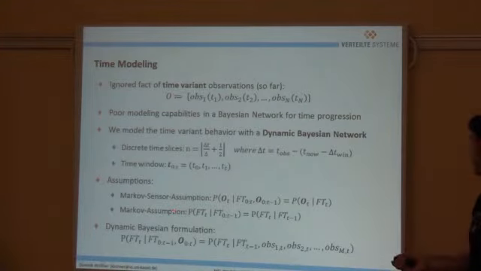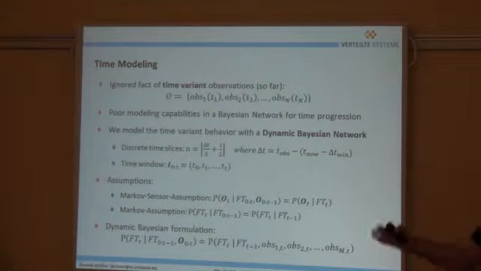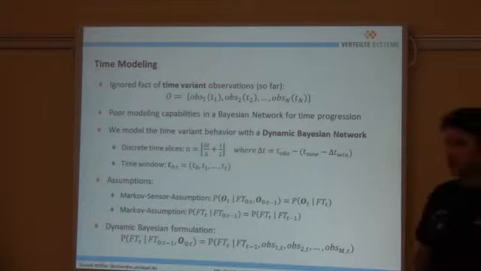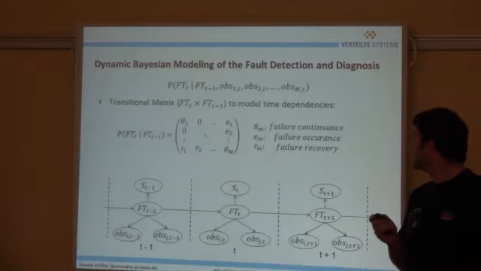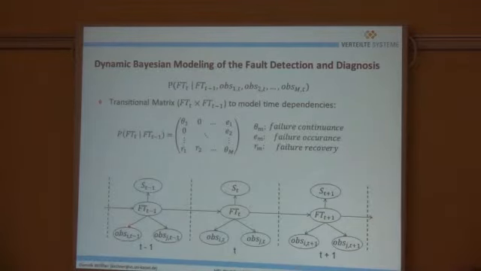The same as before, we have some assumptions now related to time. We assume the Markov sensor assumption, that the observations in one time slice only depend on the fault type in that time slice. And the Markov assumption that the fault type only relies on the fault type of the last time slice. If you do that, we can model our fault diagnostic component like that.